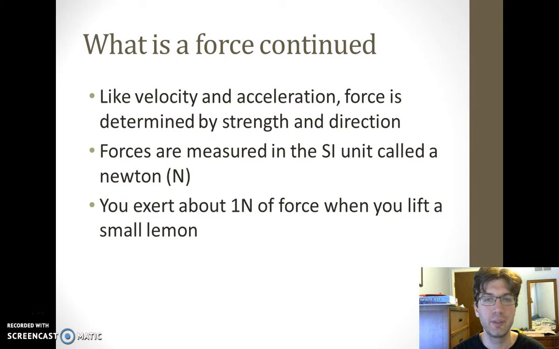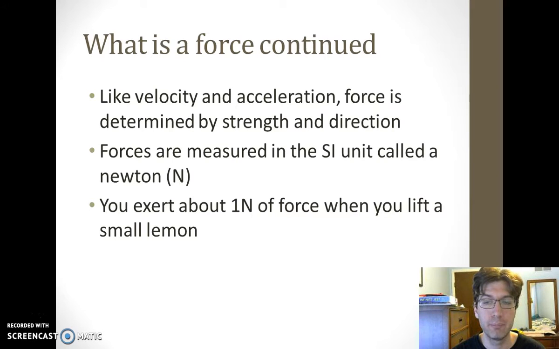If you've ever seen Despicable Me, we have a villain called Vector. He does crimes in both magnitude and direction because he's a vector. Force is a vector. So we do need direction with it, and we do need a strength of that force.